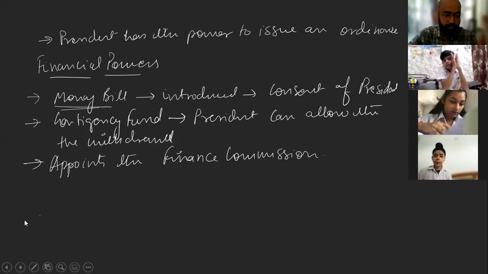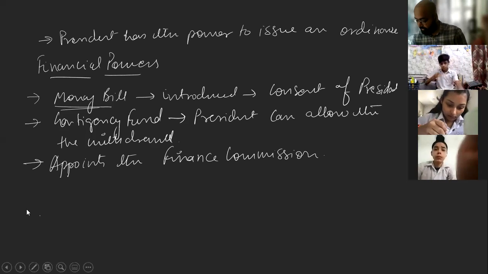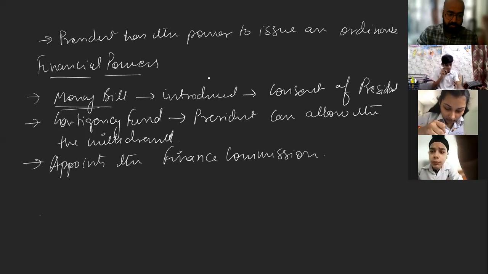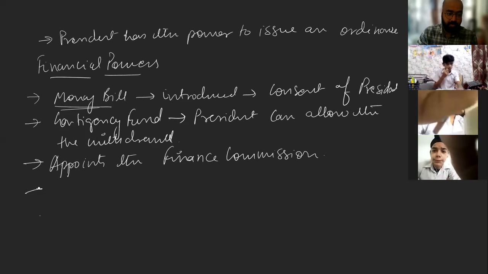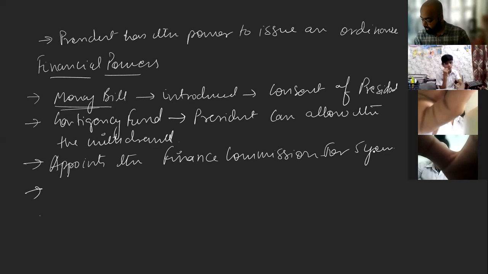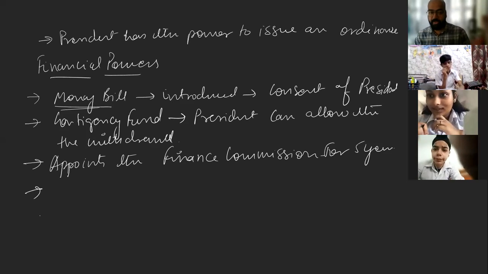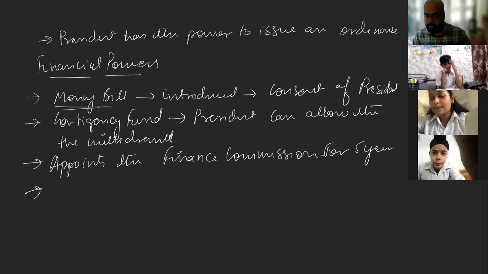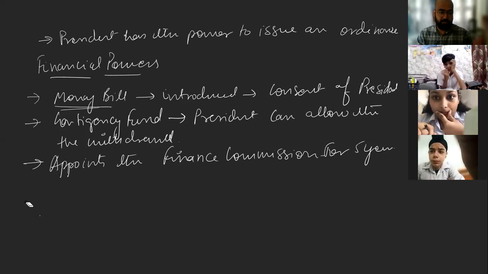Okay, so it appoints the finance commission every 5 years, for 5 years, to make recommendations on financial matters. Is that clear? Yes, sir. So these are the financial powers.